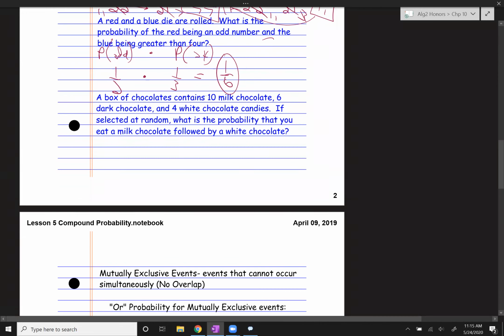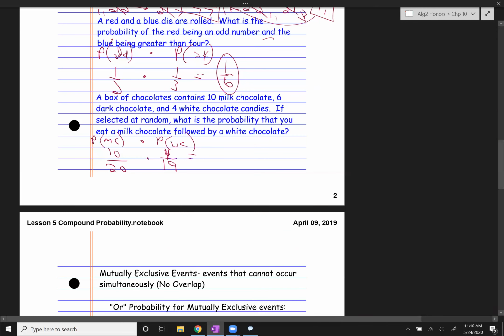All right, a box of chocolates contains 10 milk chocolate, 6 dark chocolate, 4 white chocolates. So that's 20 altogether. If you select at random, what's the probability that you eat a milk chocolate followed by a white chocolate? Okay, milk chocolate, there were 10 of them. So probability of a milk chocolate, MC. All right, now you ate that one, right? So that means just in the reading, there has to be 19 when you go to follow it up with a white chocolate, which was 4. But they were different. So I'm not going to lower the 4 to 3. It would only be if I did milk chocolate and then another milk chocolate.